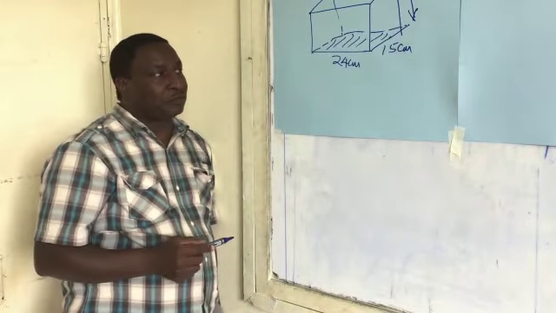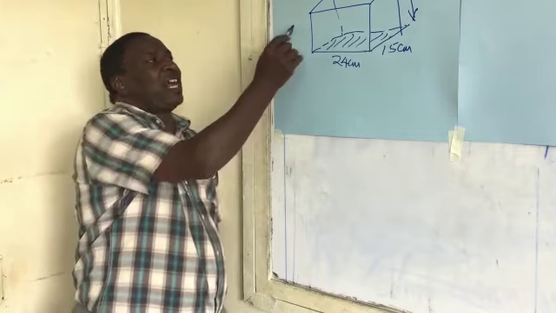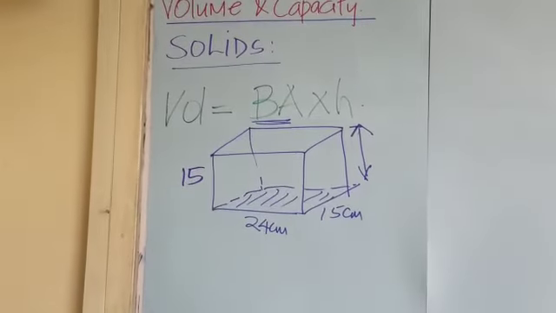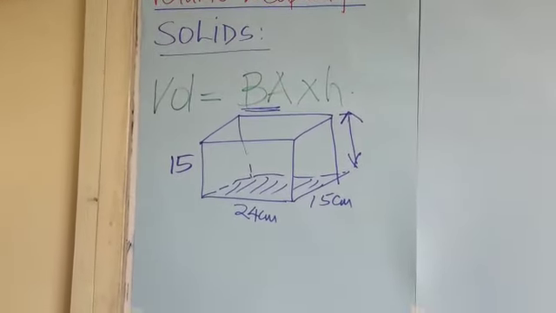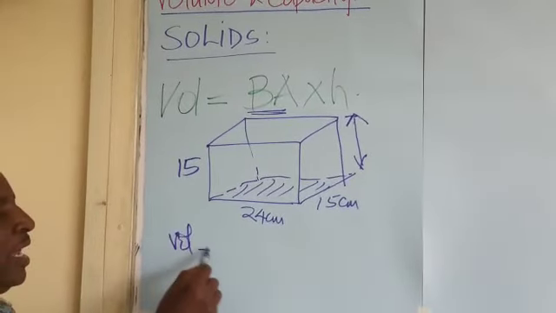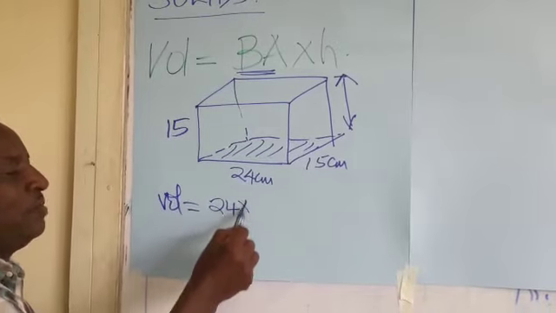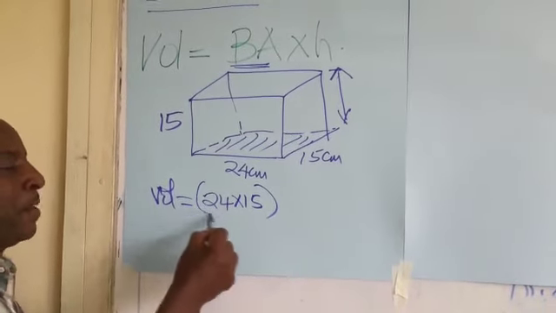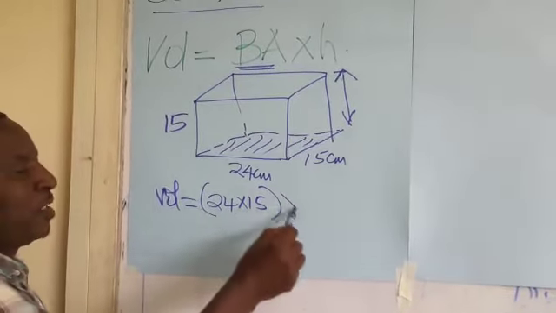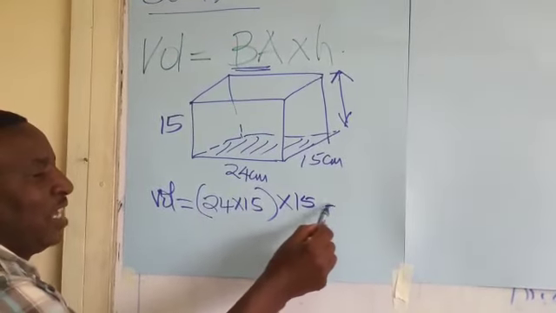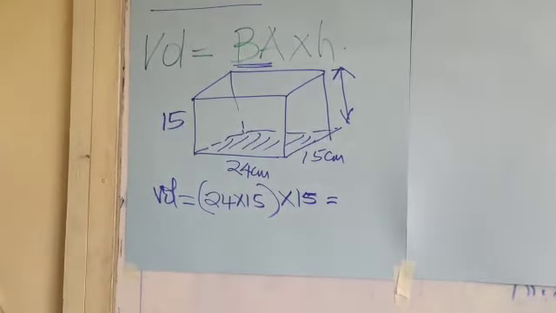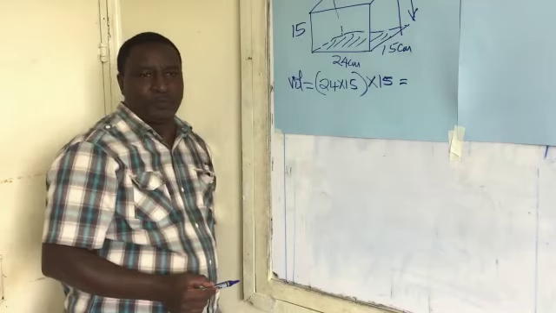Number one, if this height is 15, then we will say volume is the base, 24 times 15. Calculate that multiplied by 15, and this should be able to give us the volume.